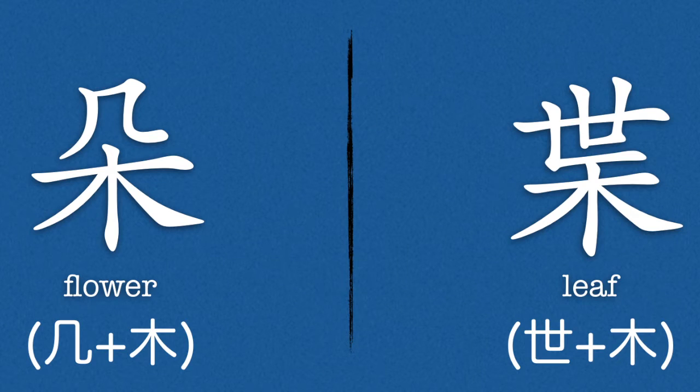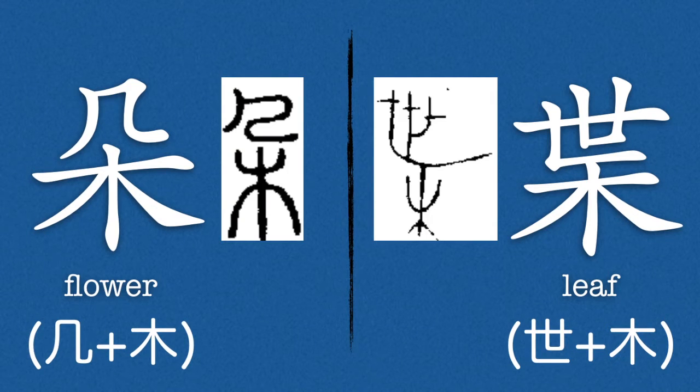Here, on the left side of the screen, you can see a character that means flower, and if you recognize the tree radical, you can see that it's a tree with an extra symbol added at the top. So, looking on the right-hand side of the screen, it seems easy to believe that the meaning leaf could be, similarly, a tree with an extra symbol at the top, even if we can't see the direct resemblance to a flower in one case, nor a resemblance to a leaf in the other.